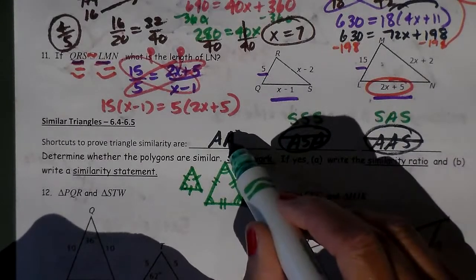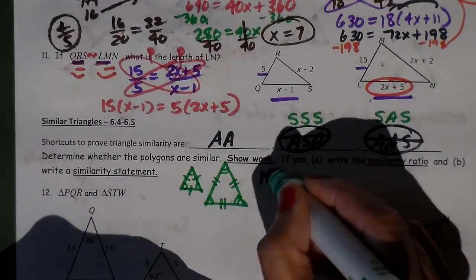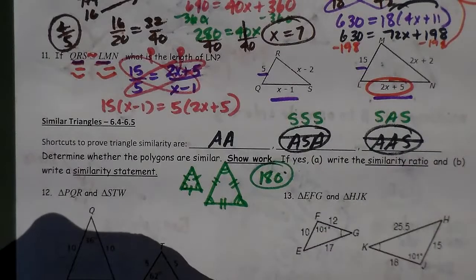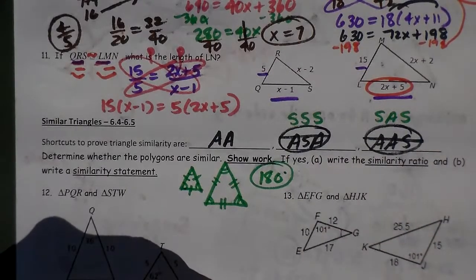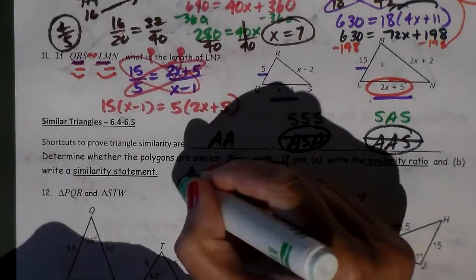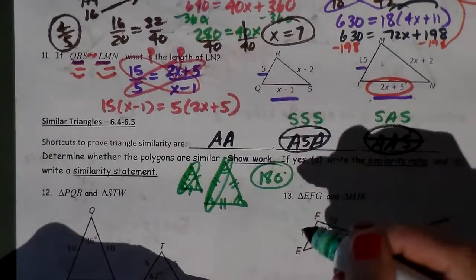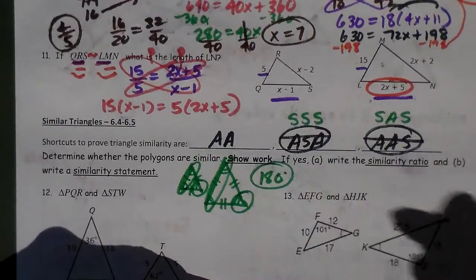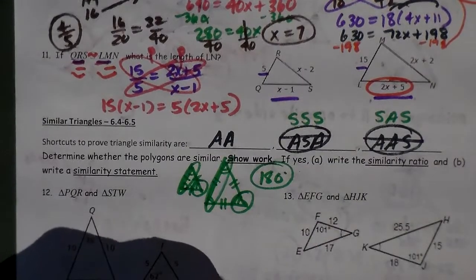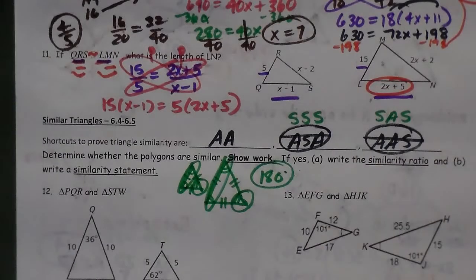But why do we only need two angles? Well, what do the angles of a triangle always add up to? 180. So if I know that two of the three angles, and let's say these two are the same and these two are the same, and they both have to add to 180, what does that mean about this one and this one? They've got to be the same too. So if you know two angles, you already know they're the same shape.